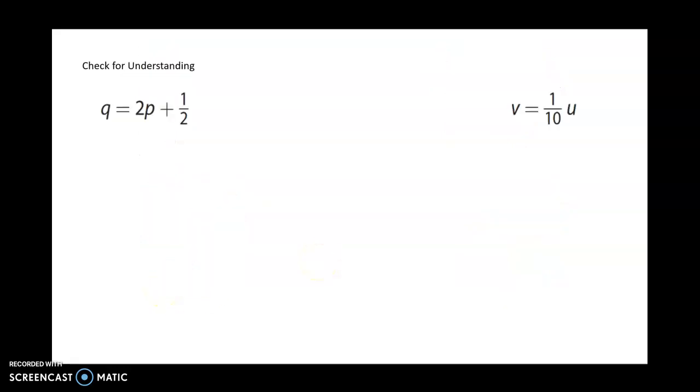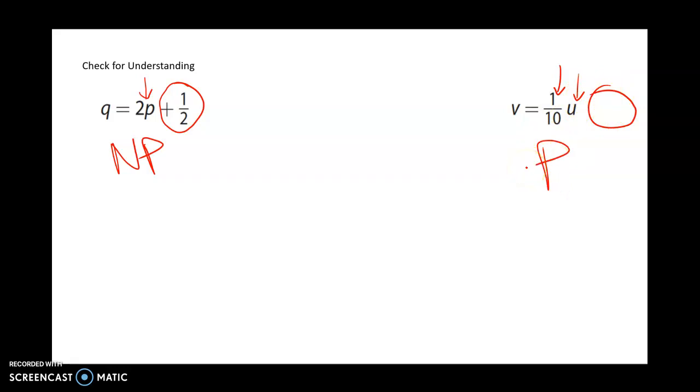So let's look, what about these? I see there's a number with a letter, so that's okay. But there's this extra thing, so that means it is not proportional. I see another number with a letter. That's okay. But there's nothing at the end over here. There's no extra number, so this is proportional.